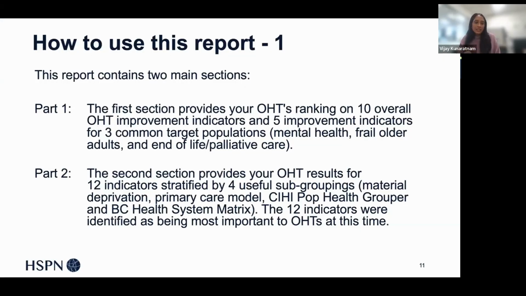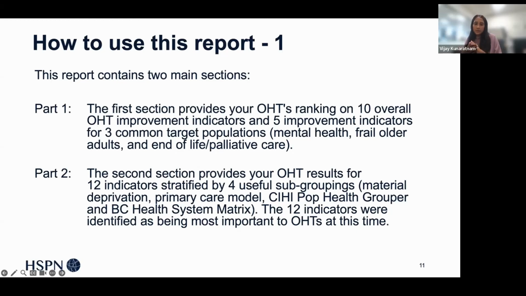There are 2 sections for these reports. Part 1, the first section, provides your OHT's ranking, compared to all other 52 OHTs on 10 overall improvement indicators, as well as 5 improvement indicators for 3 common target populations. We focused on mental health and addiction population, the frail and older adults population, as well as end of life population. As Walter mentioned before, this is not available for the provincial report because it's for OHTs that are being ranked against each other.